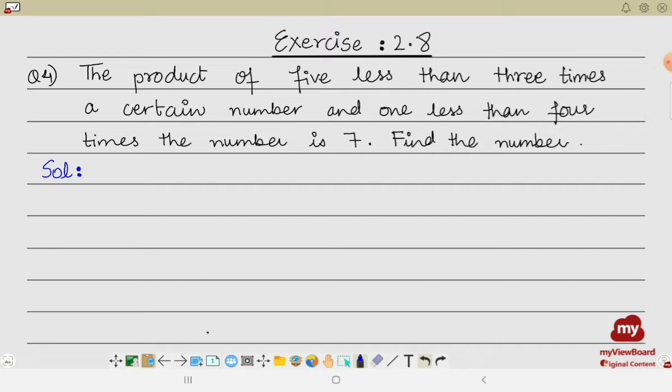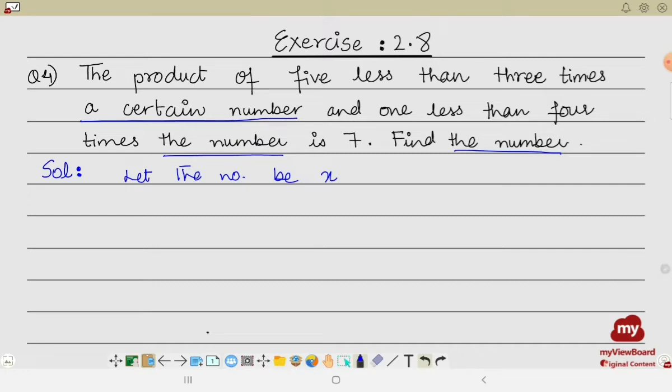The product of 5 less than 3 times a certain number and 1 less than 4 times the number is 7. Find the number. So in this question, they are talking about just one single number. The thing is, a certain number, the number, and find the number, these are actually one number. So we are going to suppose that number, so that let the number be x. Now all the conditions given in the question are going to be applied on this x.